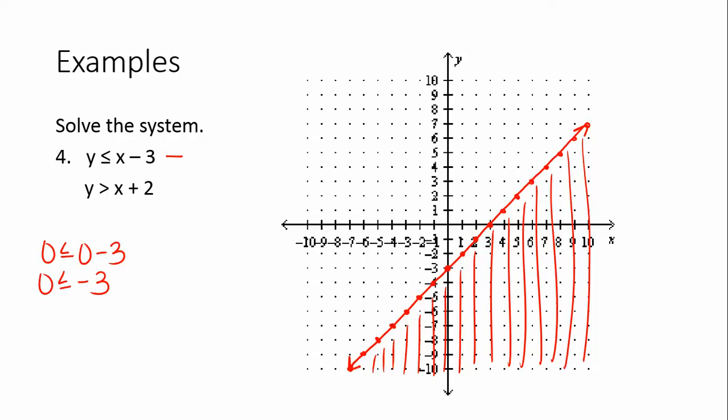Second inequality, we have y is greater than x plus 2. So we're up at positive 2. Again, we have slope that's positive 1 over 1. And this is just a greater than symbol for this inequality. So our line is going to be dotted.